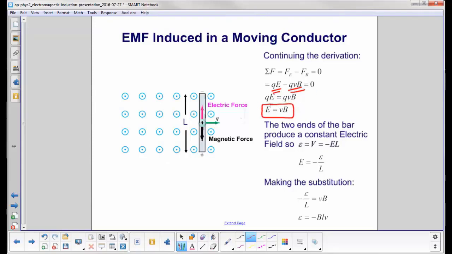Now the two ends of the bar produce a constant electric field, very much like the parallel plate capacitor. Remember that? Where we had the electric field between the positive and negative plate, and we found out that the voltage difference is minus the electric field times the displacement. So here, our maximum distance is L, so EMF equals voltage equals minus EL. E therefore is minus EMF over L. Substitute again into this equation, and we get EMF is minus BLV, just like before, using Faraday's and Lenz's law.